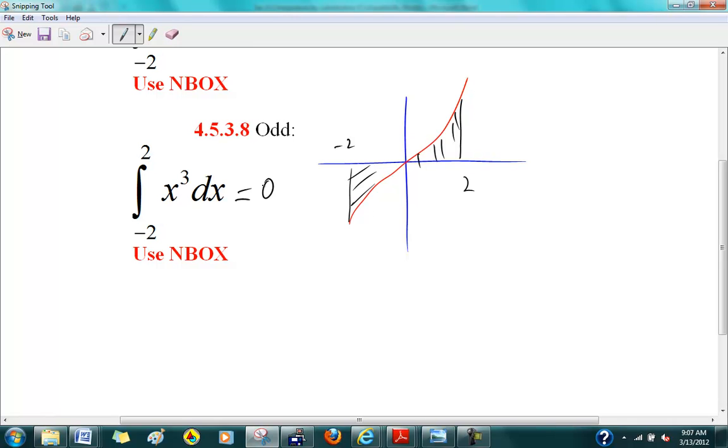All right, so do you guys know that this area here is going to be negative because it's underneath the x-axis? Okay, and on the other side it's going to be positive. They are both equal, so it should be equal to 0. Okay, your answer is equal to 0.